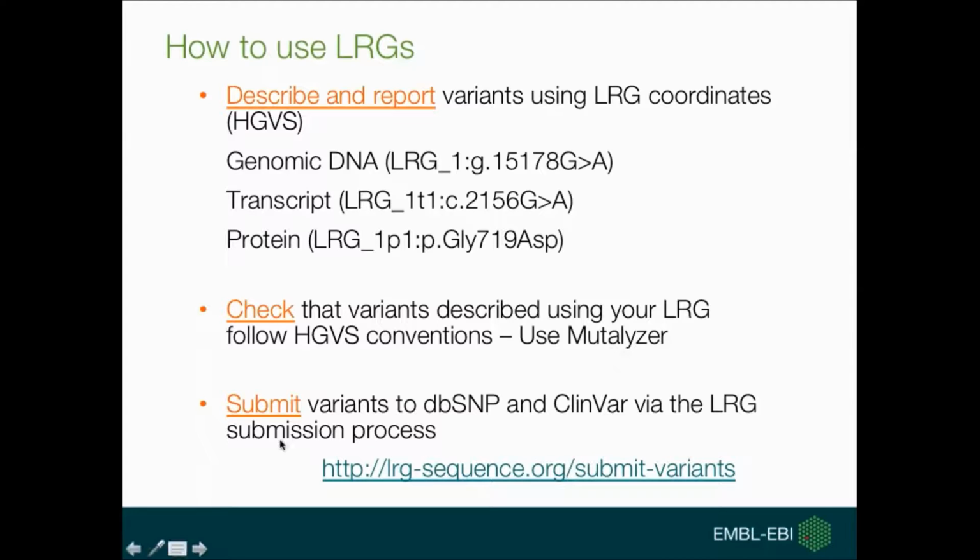We also believe it is very important for variants to be submitted to the public domain, in this case, dbSNP and ClinVar. And we have created a process whereby users can submit their variants into these two databases through the LRG. And this can be found at our website at lrg-sequence.org, submit variants.